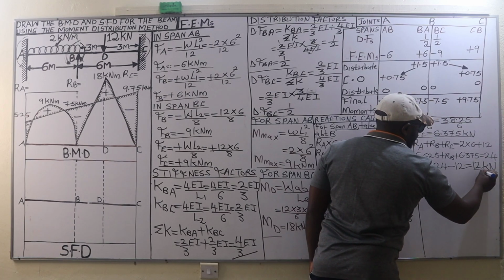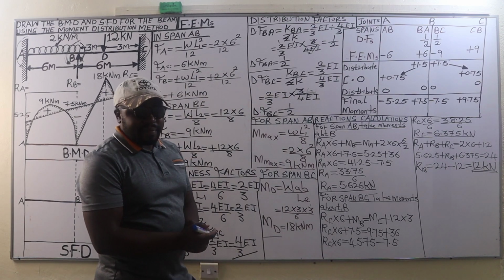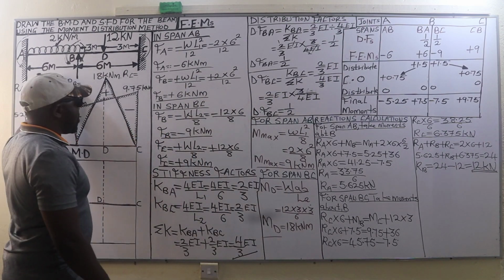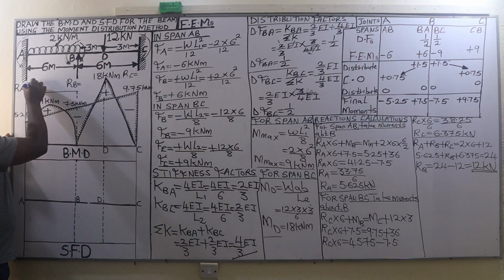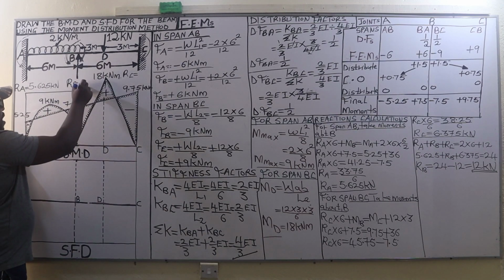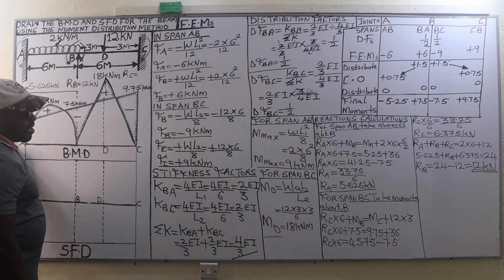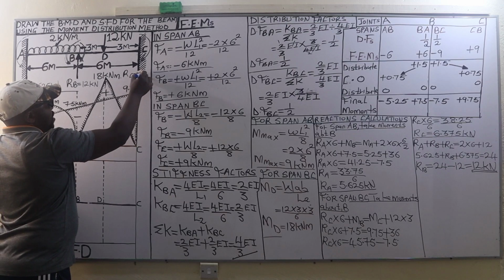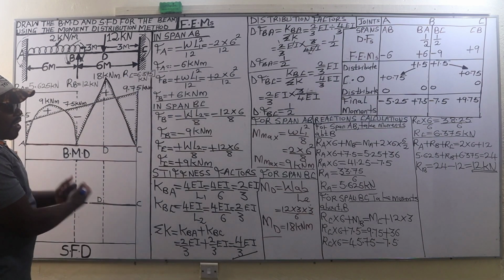So that is the reaction at B. Very good. Then we are going to write those reactions on our loaded beam. Starting with the reaction at A, 5.625 kilonewtons. Reaction at B, we got it as 12 kilonewtons. Reaction at C, that is 6.375 kilonewtons. Awesome.